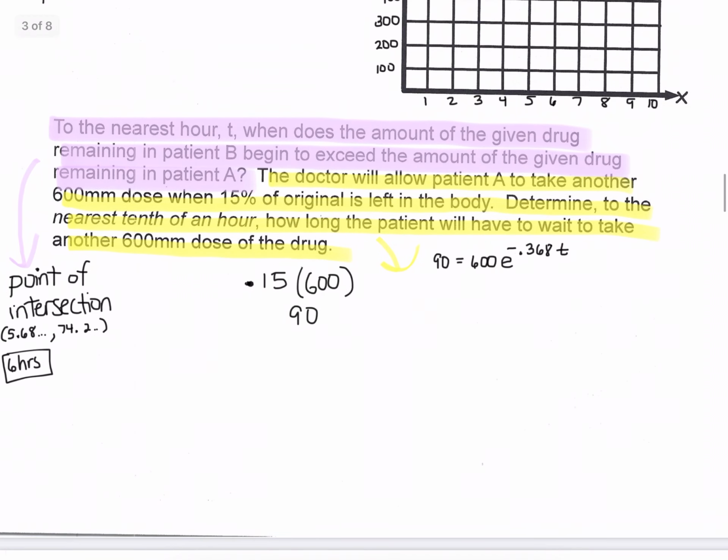All right, so I tried to highlight and put it so you know which parts I'm doing here again, too. So it says, to the nearest hour t, when does the amount of the drug given in patient B exceed the amount given in patient A? So you're just finding the point of intersection. So you would graph both of those in your calculator. You will have to adjust the window, right? Because you're starting at a value of 300 and you're starting at a value of 600.